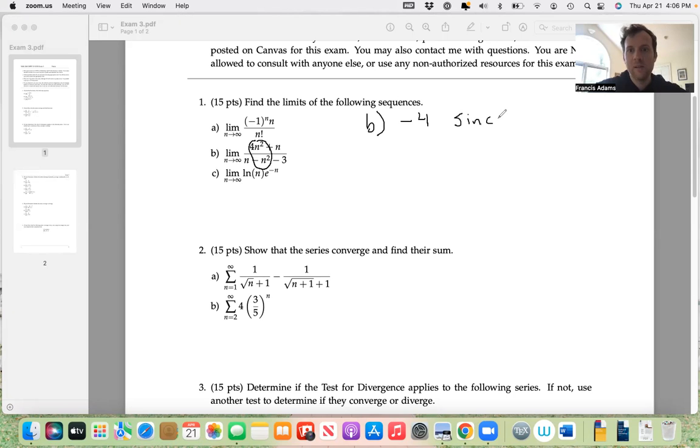And if you're going to use this kind of shortcut, a little bit of explanation of what's going on, that -4 arises since they have the same powers. Okay.